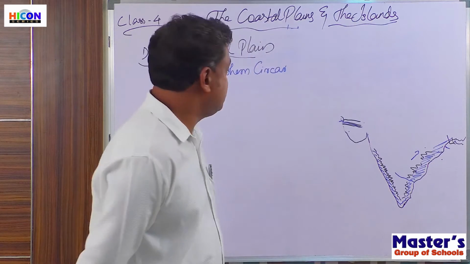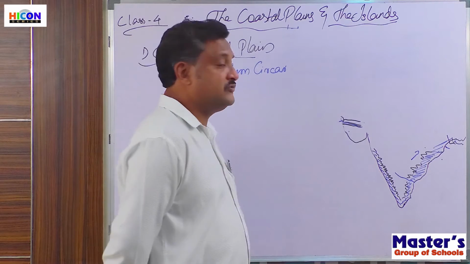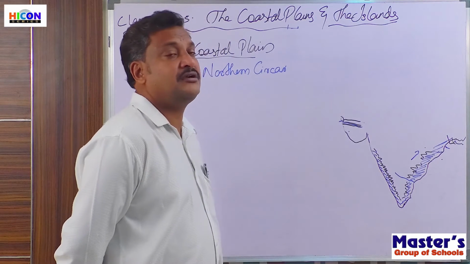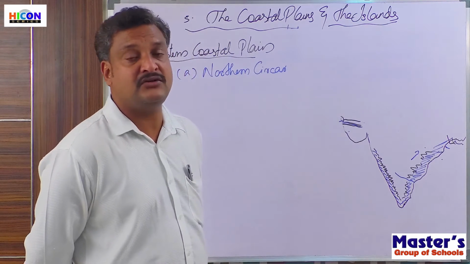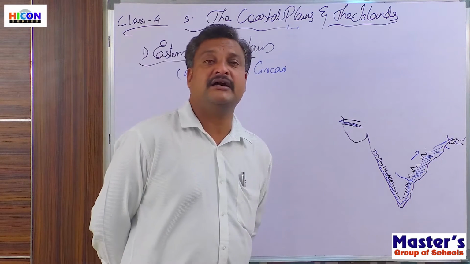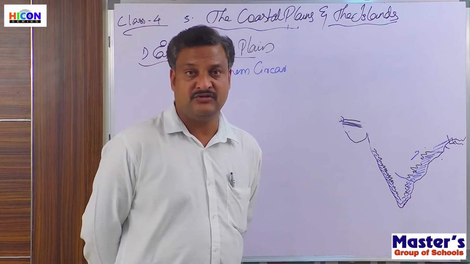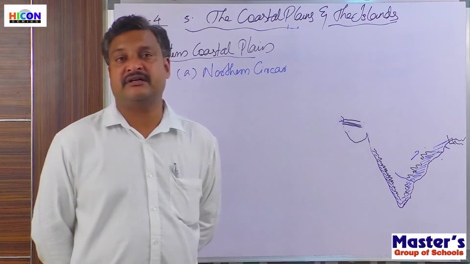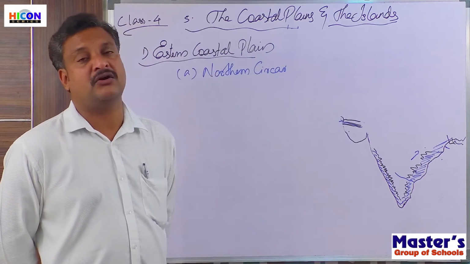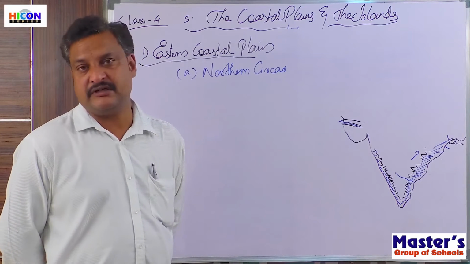So the first section of the Eastern Coastal Plain is called the Northern Sarkar. The Northern Sarkar is on the eastern coastal plain of India from the Sundarban Delta in the north until the river Krishna in the south. The region in between river Krishna and the Sundarban Delta is called the Northern Sarkar.